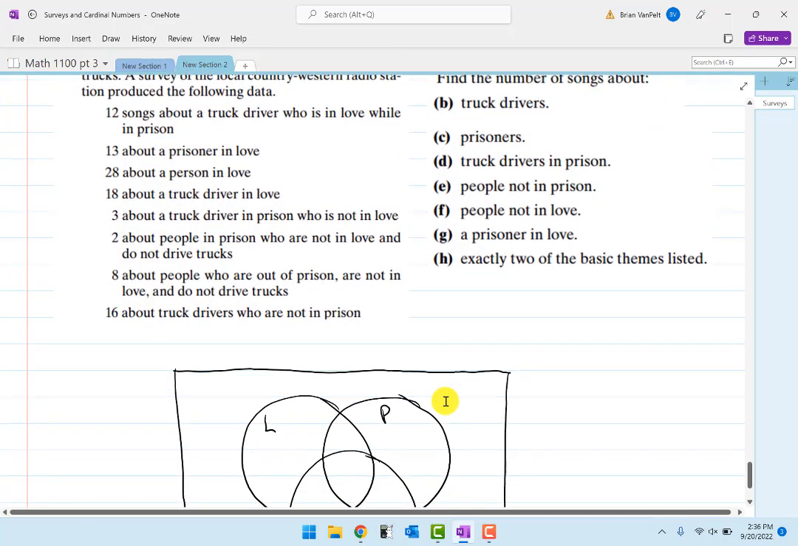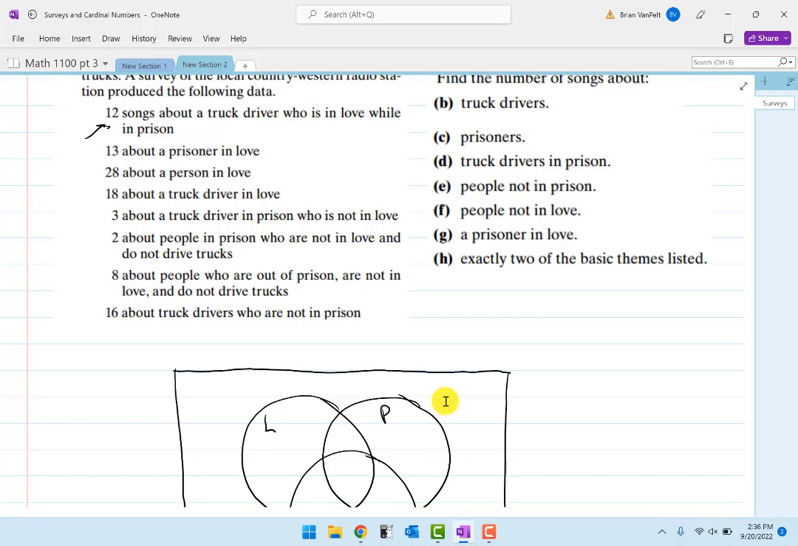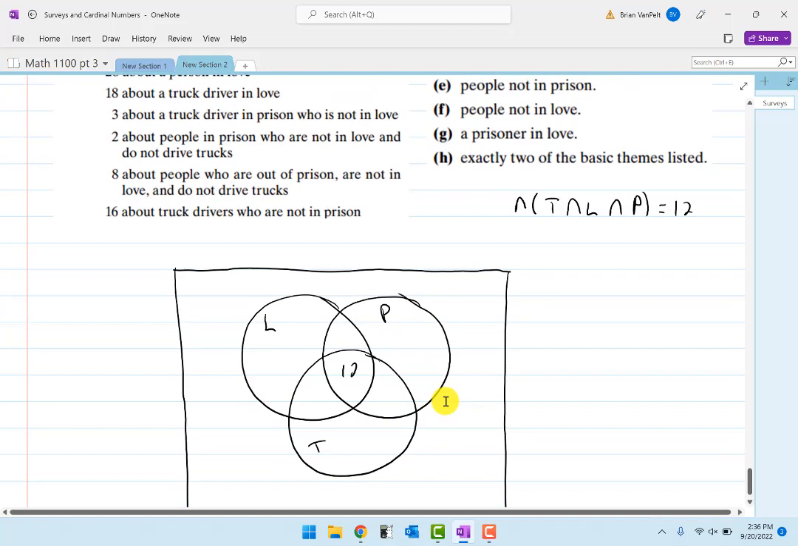Well, let's put down the things that we do know. The first one right here: 12 songs about a truck driver who is in love while in prison. So they gave us a truck driver in love while in prison, and that was a total of 12. So there's the intersection that I want in the middle. Now I can start doing stuff with it.